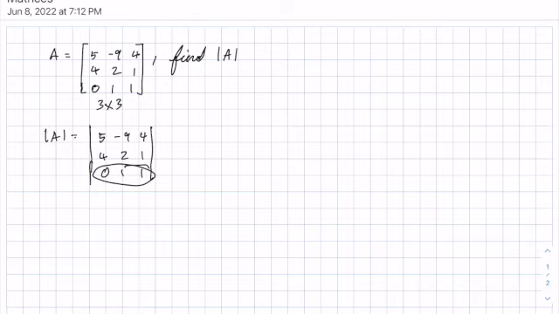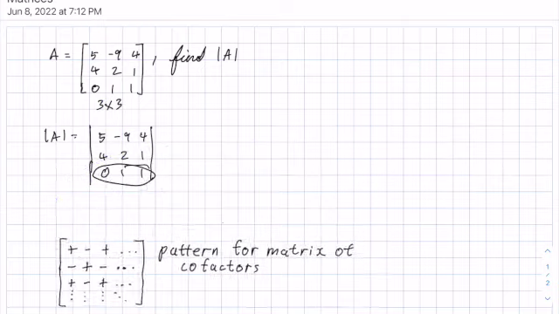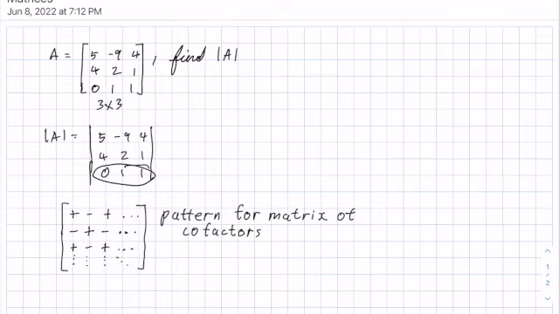I'll show you why it's easier than the other ones to manipulate and to find the determinant of. So let's choose that. Now, if you remember from last time, I had the pattern for the matrix of cofactors. Now it's going to apply to this. So let's try to find the pattern for the matrix of cofactors for a 3 by 3 matrix.